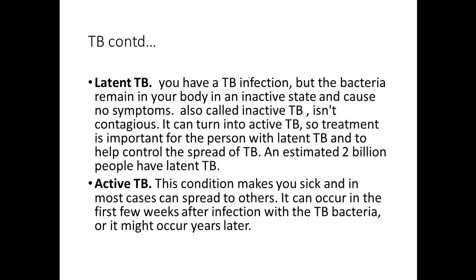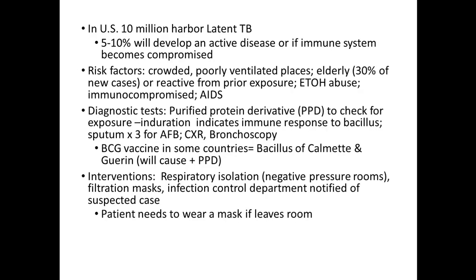Oh, look, I just told you that. It was in my notes. We are actually getting down there. In the U.S., 10 million people actually harbor TB, the inactive, latent. If their immune system gets compromised, it'll become active. Risk factors for TB are crowded, poorly ventilated areas, and the elderly. Sometimes when people are immunocompromised or have AIDS, obviously that's the bigger risk factor.